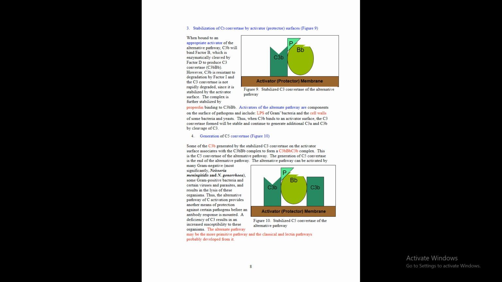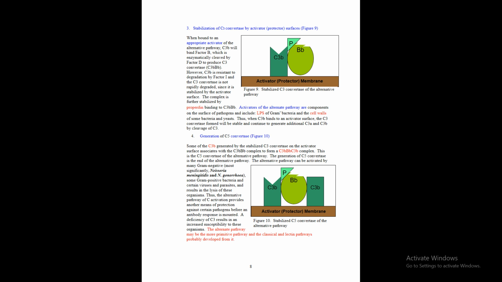Stabilization of C3 convertase by an activator, protector surface. When bound to an appropriate activator of the alternative pathway, C3b will bind to factor B, which is enzymatically cleaved by factor D to produce C3 convertase. However, C3b is resistant to degradation by factor I, and C3 convertase is not rapidly degraded since it is stabilized by the activator surface. The complex is further stabilized by properdin binding to C3bBb.